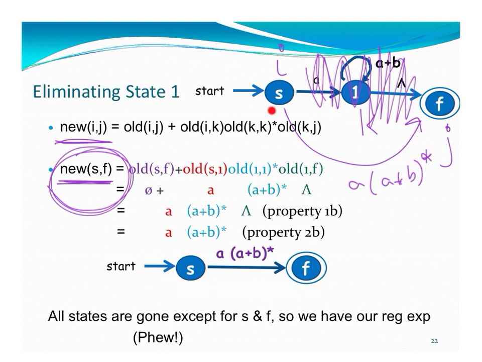We have our start state, and there's only one transition to our final state, which says A times (A plus B) star on it. And so now we look at this and we say, we've gotten rid of all of our states. All that's left is S, our start state, and F, our final state, so we have our regular expression.